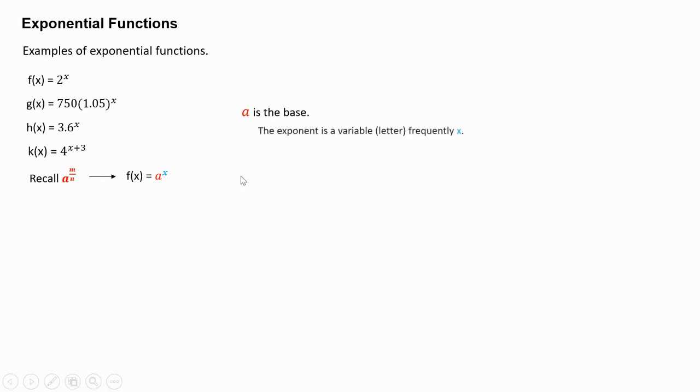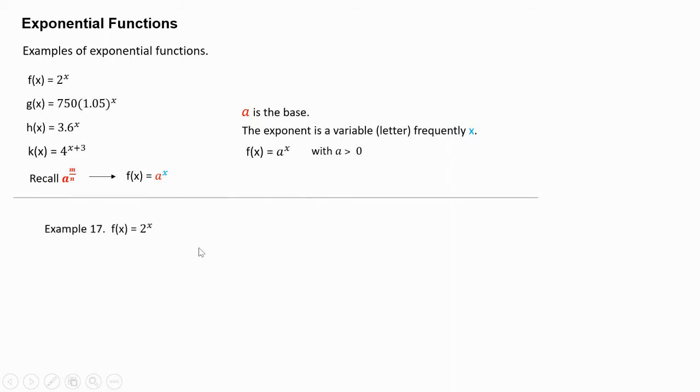A is a base. The exponent is a variable, right? The exponent, which is the x, is called a variable, which is a letter. Okay, now, if a is more than 0, that means we're going to graph this function here. So these are the values that I'm going to plug in for x.